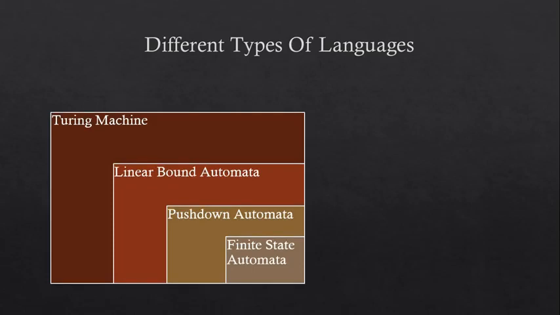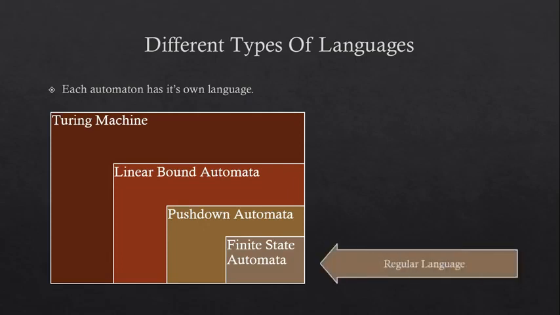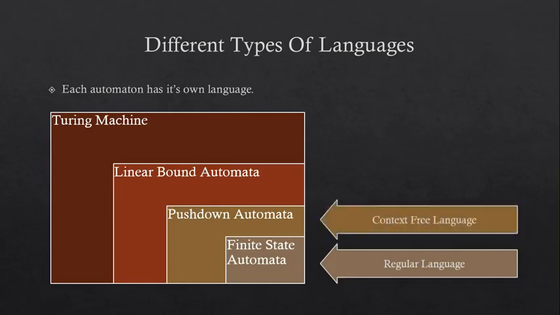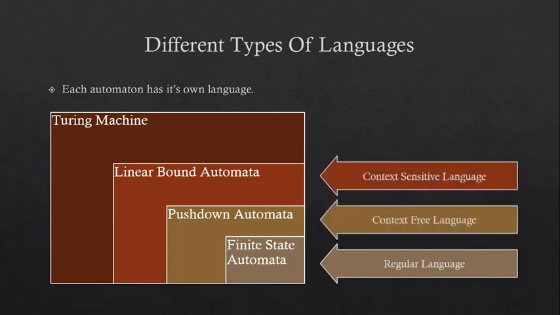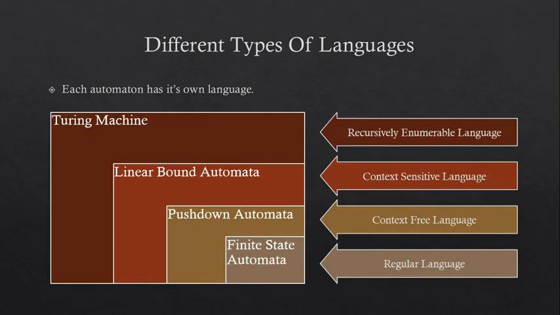So we know there are 4 different types of automata, each one more powerful than the one beneath it. And now we also know that each automaton has its own language. So these 4 types of automata have 4 different types of language that they accept. At the very bottom, we have regular languages. And then we have context-free languages and context-sensitive languages that are accepted by push-down automata and linear-bound automata respectively. Finally, we have what's called a recursively enumerable language, or the unrestricted language, that is accepted by the Turing machine.